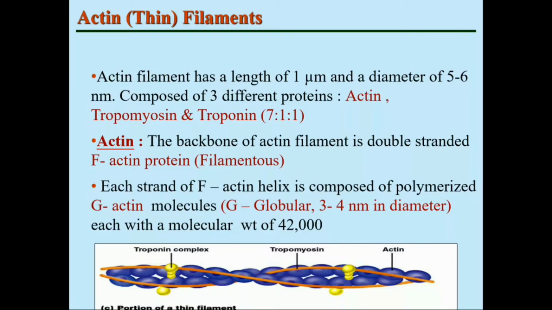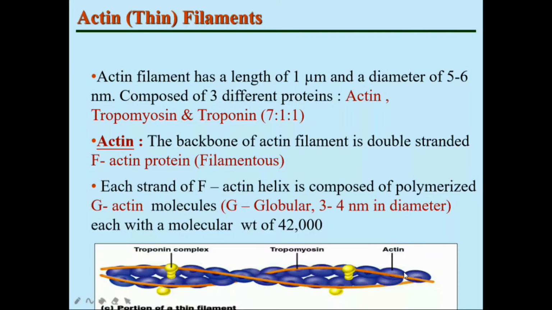I'll repeat. Now look at this particular diagram. You can see that there are 3 different types of proteins. Number 1, the blue colored structures are the actins, and you can see that there are 2 strands of actins, and these strands of actins are formed by joining together of G-actin molecules. So this blue colored spherical thing is the G-actin molecule.